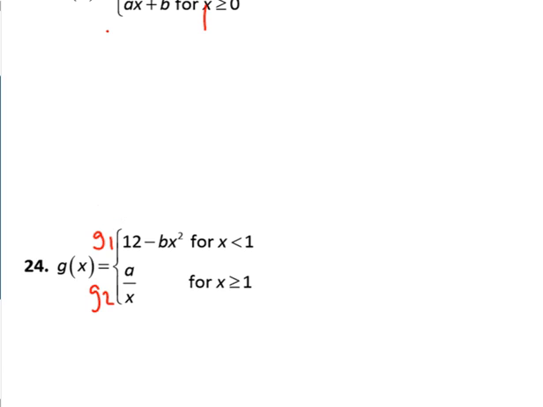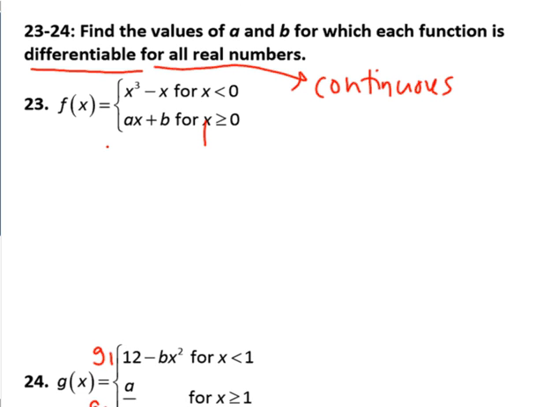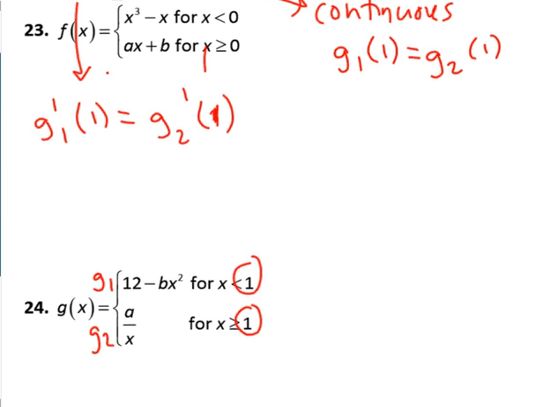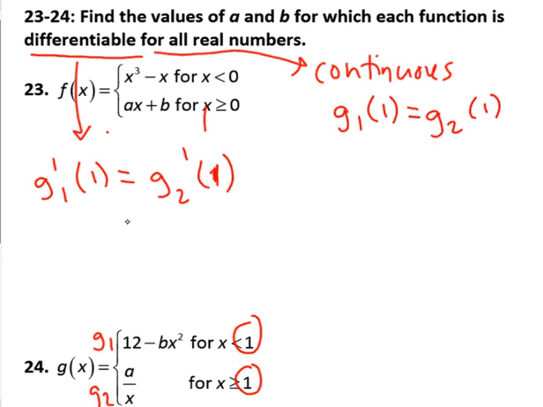So what continuous means, and for 24 we're at the value 1, is that G1 at 1 would equal G2 at 1. That's what continuous would mean. What differentiable would mean is that the derivative of G1 at 1 would need to equal the derivative of G2 at 1. So we need to look at both of those things. And what we're going to end up having is a system of equations, so we have two equations with two unknowns, a and b.